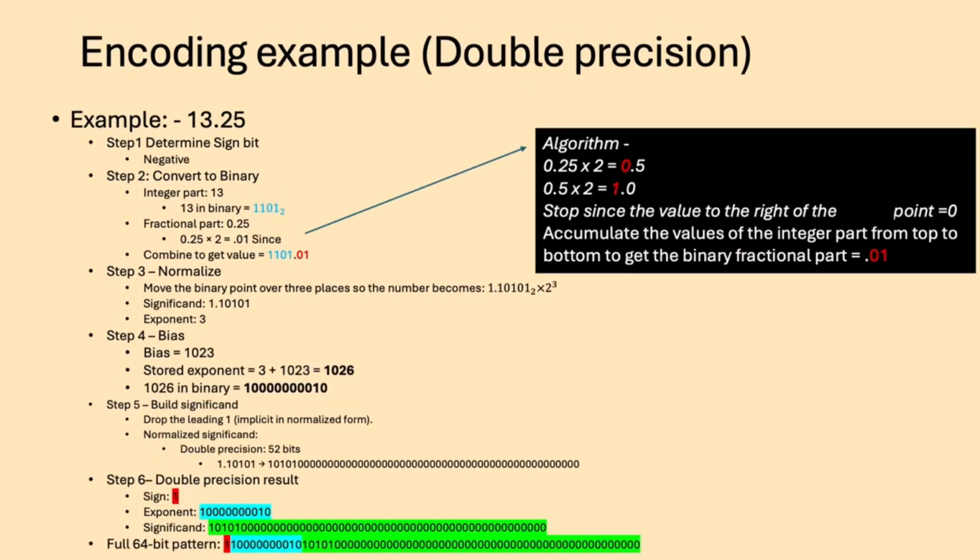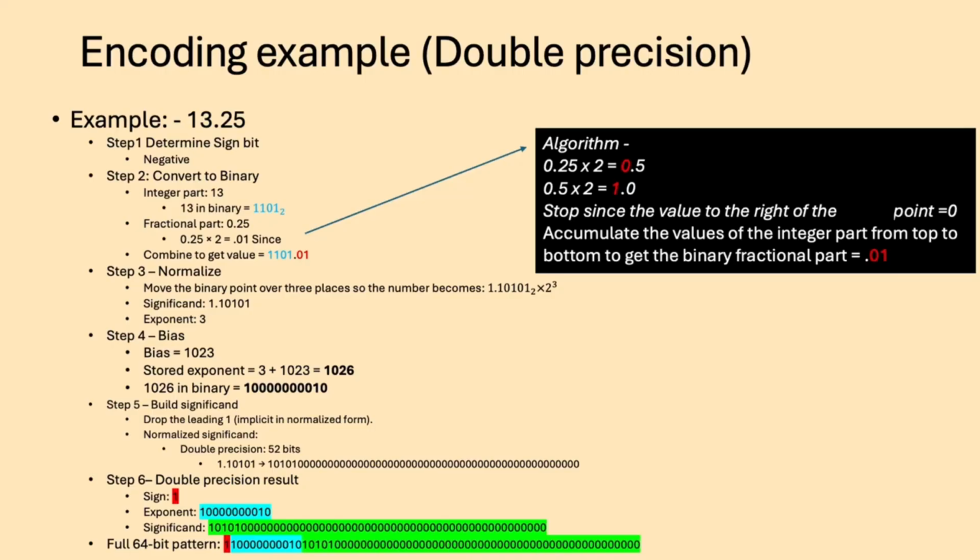This next example is very similar. It just shows how to encode a decimal number into double precision floating point. Again, the first step is to convert to binary. The part to the left of the decimal point is straightforward. As we saw before, it's 13. The fractional part can be computed using the algorithm, so it's exactly the same as we had before. The full converted number then is 1101.01.